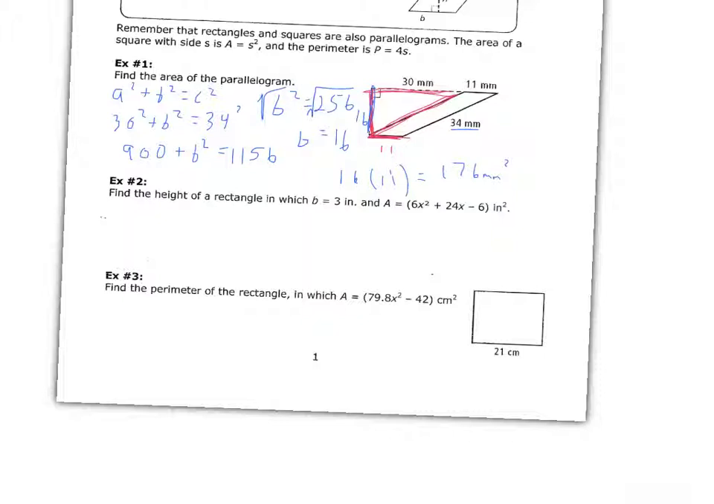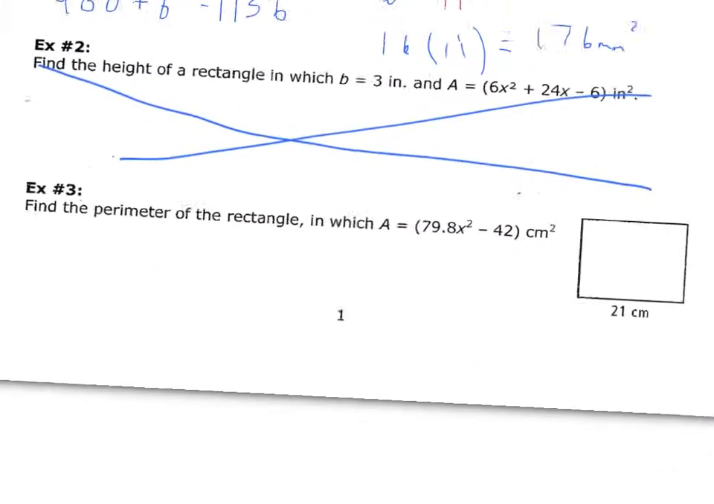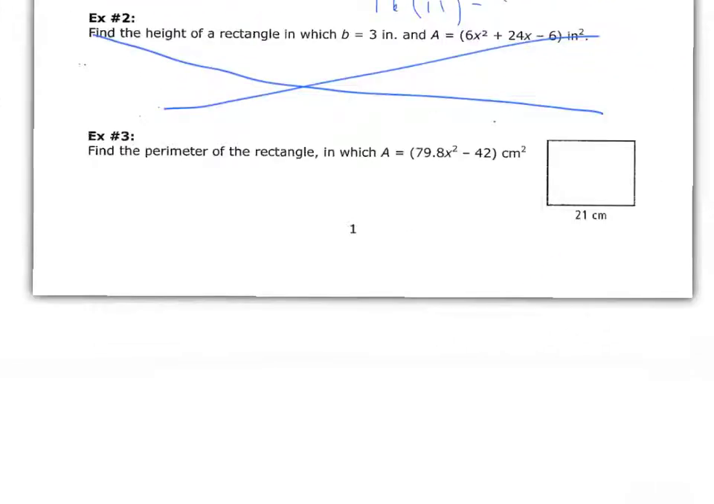Okay, let's look at example number 3. We're going to mark through this guy. In this unit, there are a lot of situations where you're going to have to plug in information, and example number 3 is one like that. So it says find the perimeter of the rectangle in which A equals 79.8x squared minus 42. So in this unit, you're going to have some answers that aren't as concrete. You're going to have answers that aren't just one number. You're going to have to accept that.